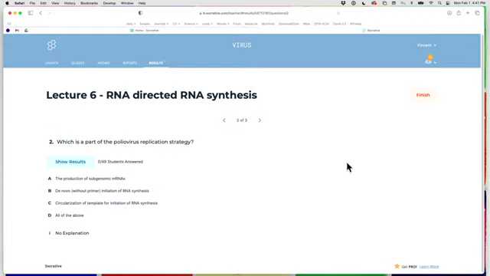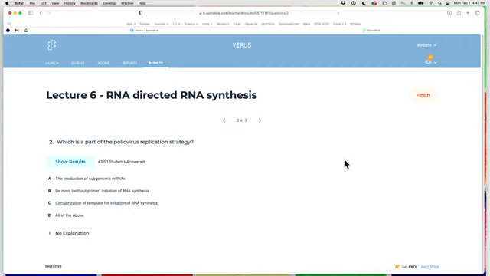The next question is, which is a part of the poliovirus replication strategy? A, the production of subgenomic mRNAs. B, de novo without primer initiation of RNA synthesis. C, circularization of template for initiation of RNA synthesis. Or D, all of the above.